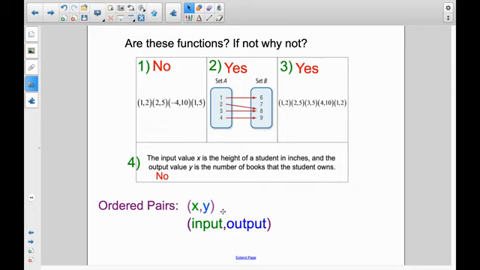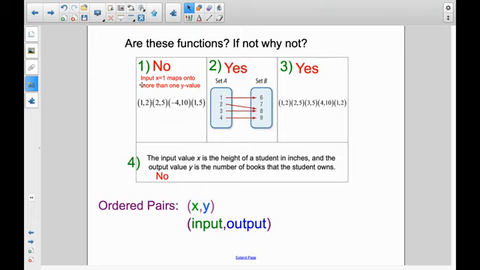Remember that on a vending machine, more than one person can put in the same input as long as you always get out the same output. So number 1, our inputs are 1, 2, -4, and 1. They've all got an output associated with them. But when you put in 1 here, you get a 2. When you put in 1 here, out comes a 5. So this is not a function because the input x equals 1 maps onto more than one y value.